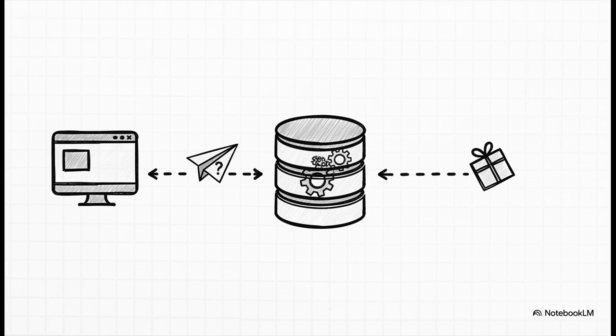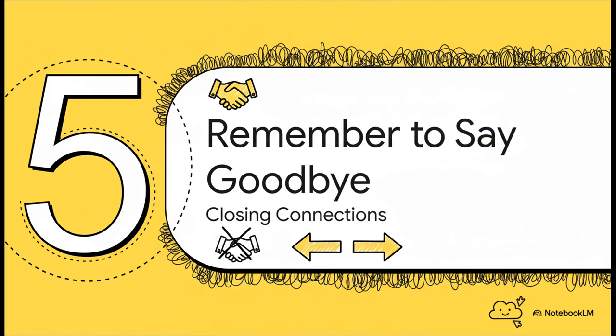This formal request is called a query. So your application sends the query, the database figures it out, and then it sends back this neat little package with only the information you asked for, nothing more, nothing less. It's a surprisingly efficient conversation. So we've made our connection, we've asked our query, and we've gotten our data back. We're almost done. There's just one last thing to do, and it's really a matter of good digital etiquette.